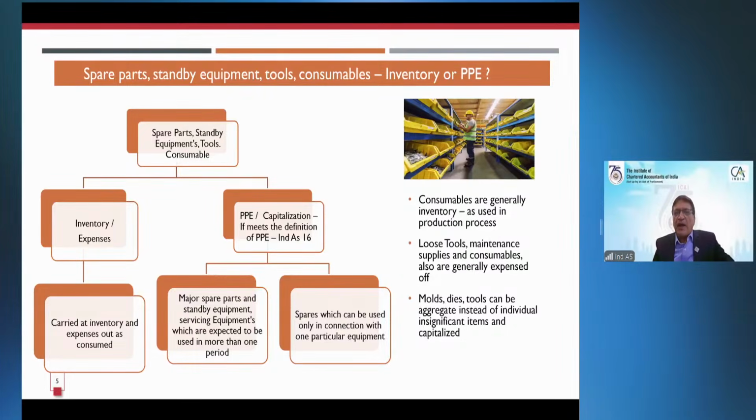But what are the parts of inventory? The example could be loose tools. All those loose tools would be a part of inventory. Maintenance supplies and consumables are also generally expensed off as and when consumed and are part of inventory. I hope this should clarify a lot of doubts, particularly with regards to spare parts, standby equipment, tools, and consumables.